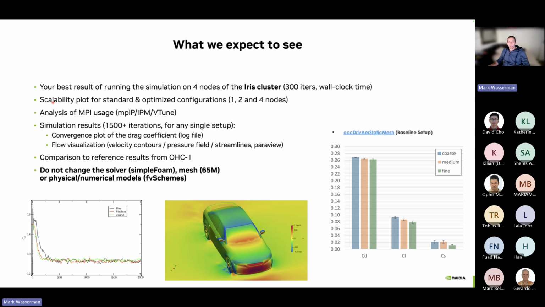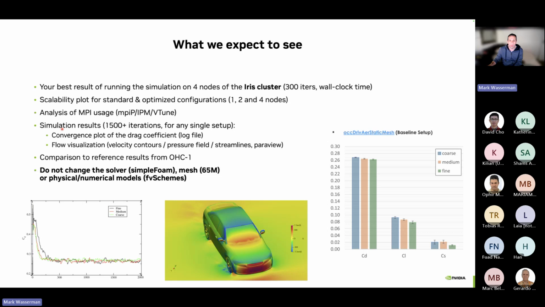The second thing we want to see is that scalability plot that I showed before, both for the standard configuration that we supplied and also for any optimizations that you may have found. The third thing is the analysis of MPI usage. You can use any MPI profiler that you like. We do recommend mpiP. It's a lightweight MPI profiler, but any other MPI profilers would also do the job. And we do want you to analyze what functions and what type of MPI functions are most used in this simulation.